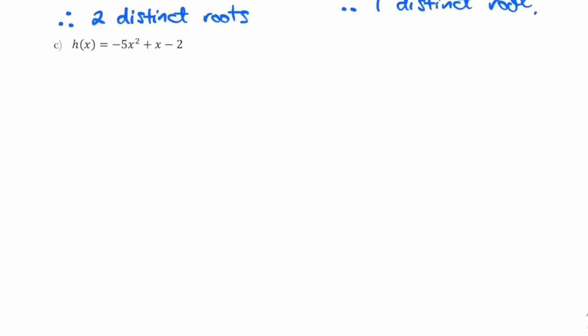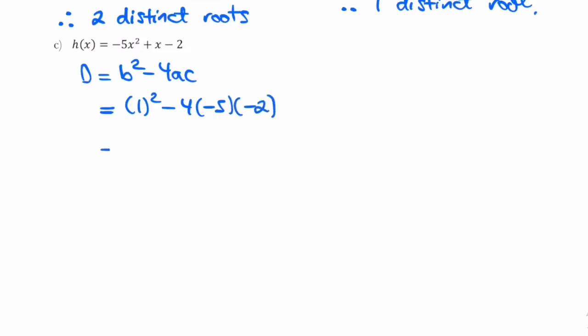And finally, part C, one more application of the discriminant. So here we go. Substituting again, so we have a b value of 1 this time. Our a value is negative 5, and the c value is negative 2. 1 squared is 1, and you're subtracting the product of 4 times negative 5 times negative 2.